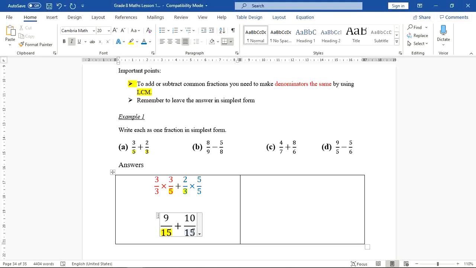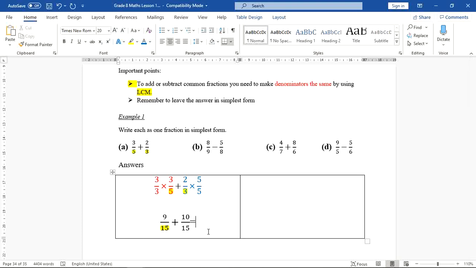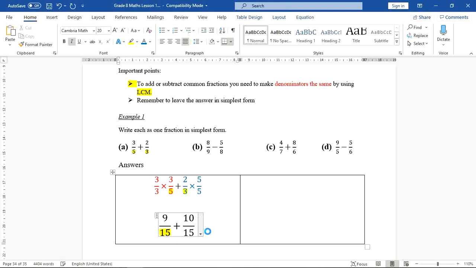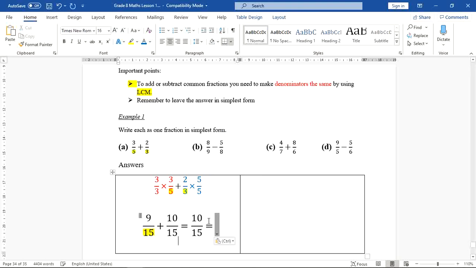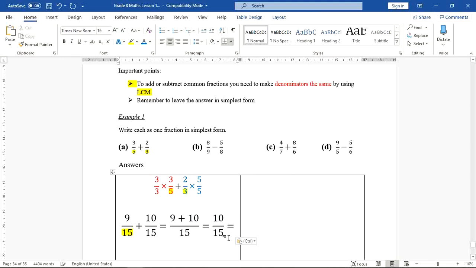Now as you can see, the denominators are the same. So now we're back to primary school. Once the denominators are the same, we should just add the numerators. So I'll copy this, put it here, then I'll say 9 plus 10, and that should give us 19 out of 15.